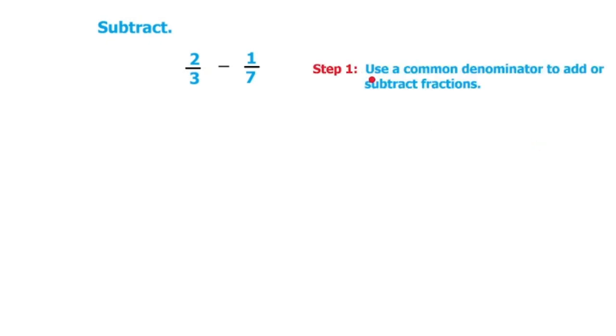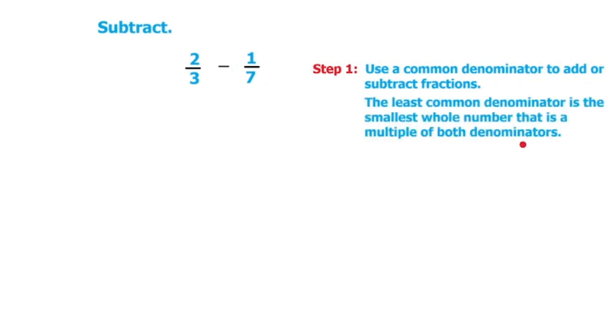So the first step is to use a common denominator to add or subtract fractions. So the denominator needs to be common or the same. We have to find a denominator that's the same for both fractions. The least common denominator is the smallest whole number that is a multiple of both denominators.